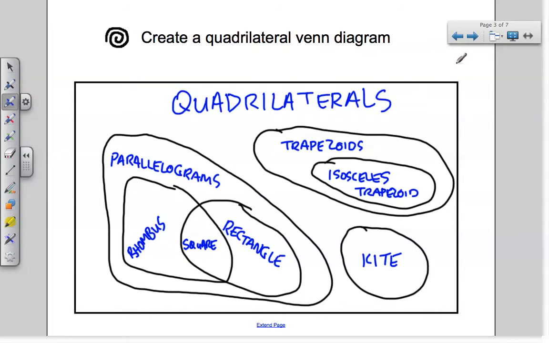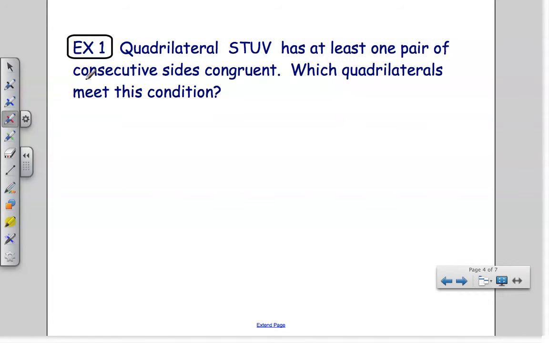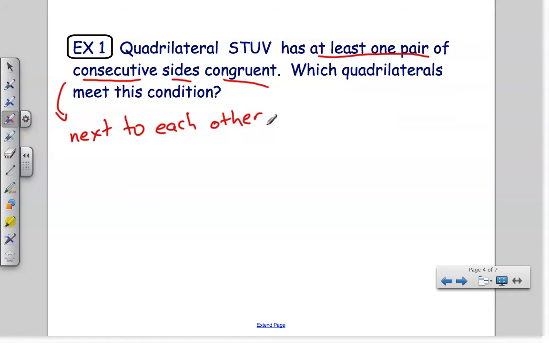All right, let's take everything we know and identify some quadrilaterals today. One task you're going to have today is they're going to give you some sort of specific category, and you have to figure out what quadrilaterals fit in that category. Here, I have quadrilateral STUV. It has at least one pair of consecutive sides congruent. Consecutive sides being congruent, at least one pair. Now, consecutive means next to each other, right, or one after another. So they have one pair of sides next to each other congruent.